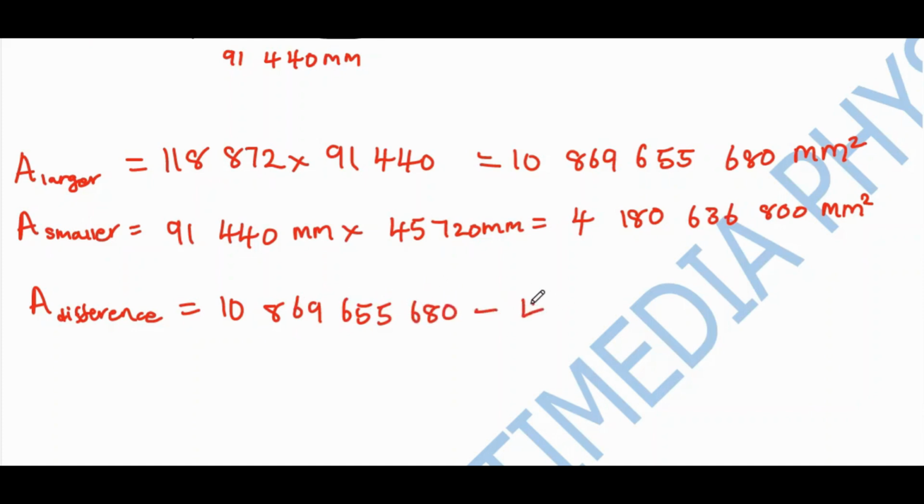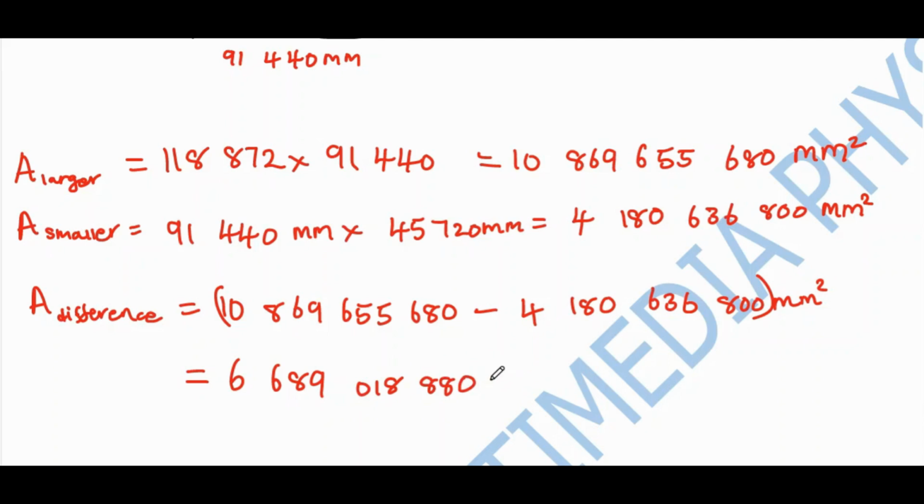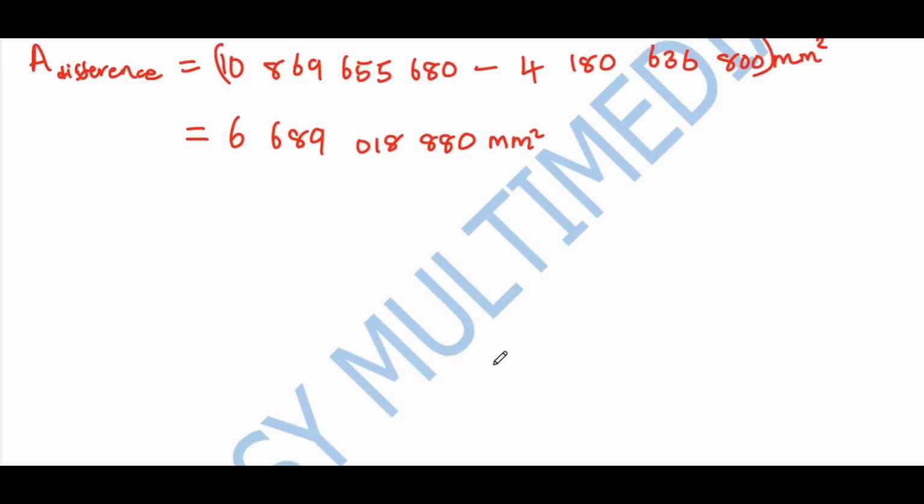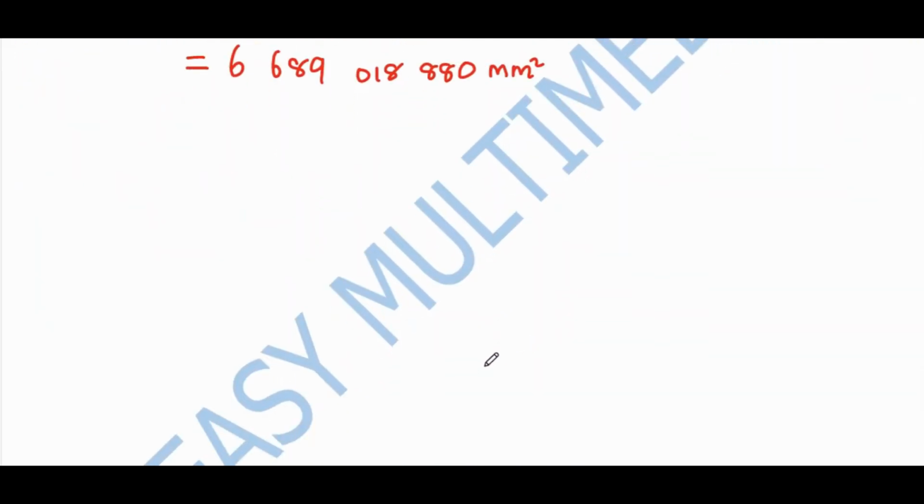10,869,655,680. We subtract 4,180,636,800 square millimeters. And then the difference is 6,689,018,880 square millimeters. Now, let's convert these square millimeters into square meters so that we can get the required area into hectares.